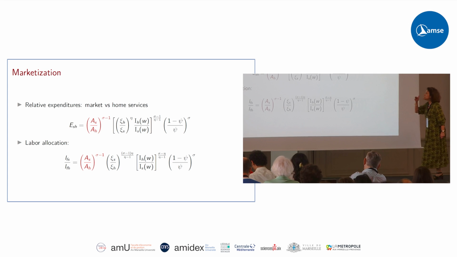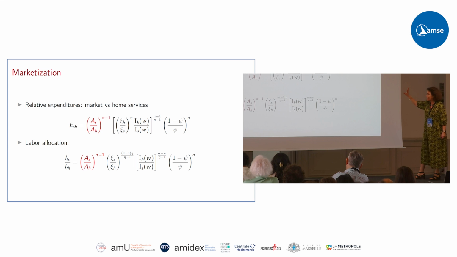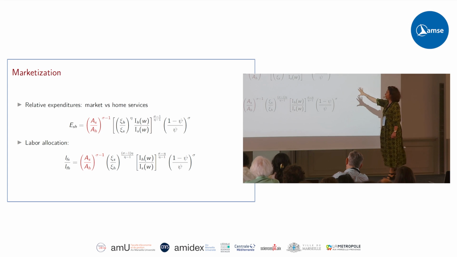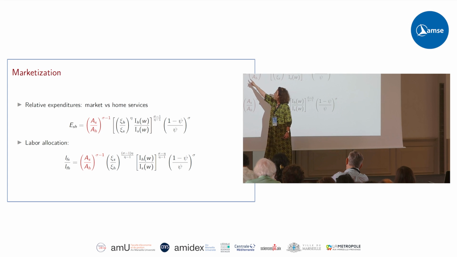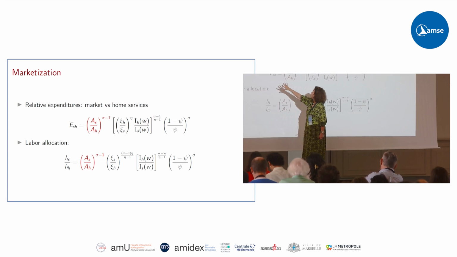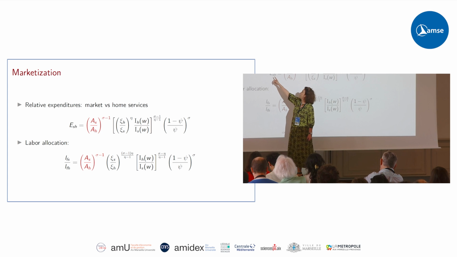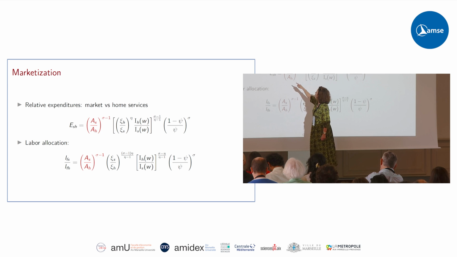So the results of the model are all analytic. We don't need numerical results for the qualitative implications; they can all be derived based on the relative expenditure shares. So this result is telling me that over time, the relative expenditure in market services relative to home services evolves according to how this ratio here evolves.